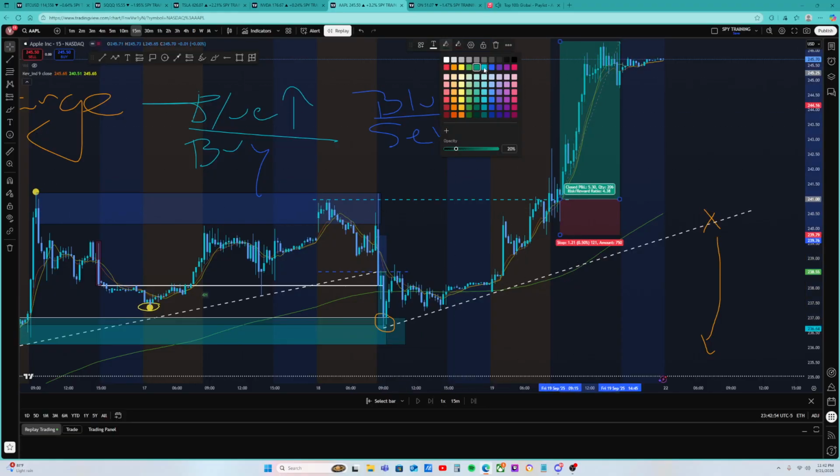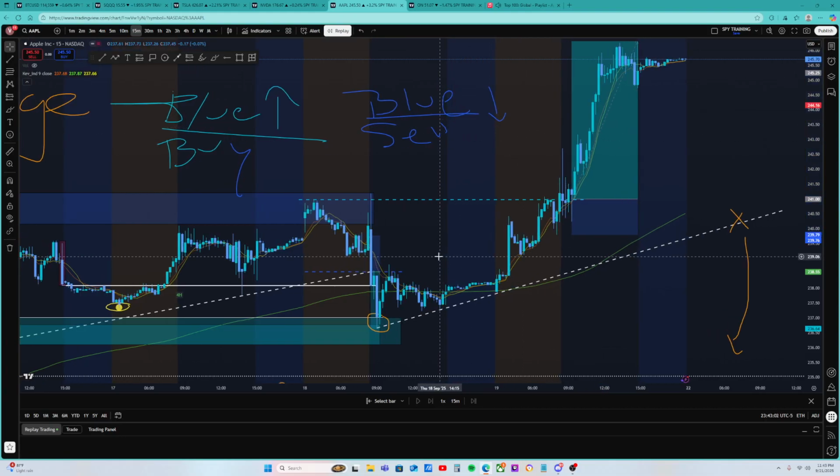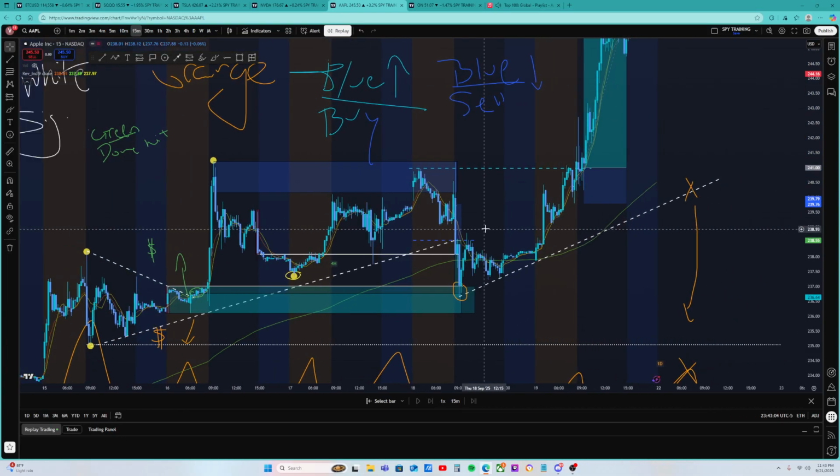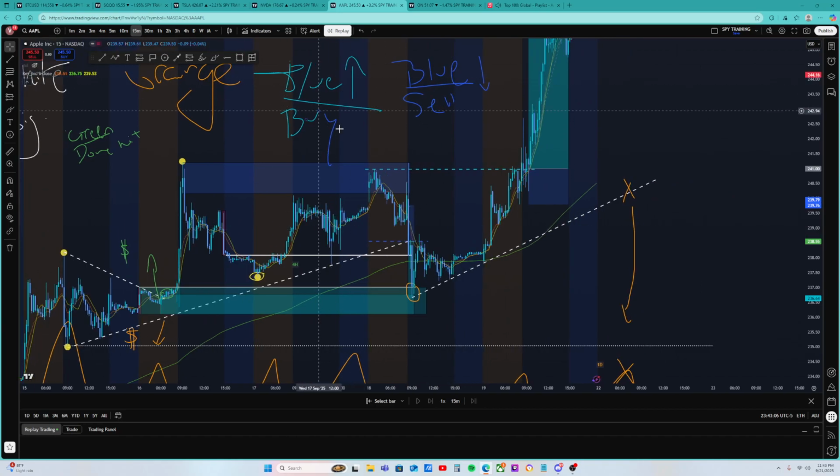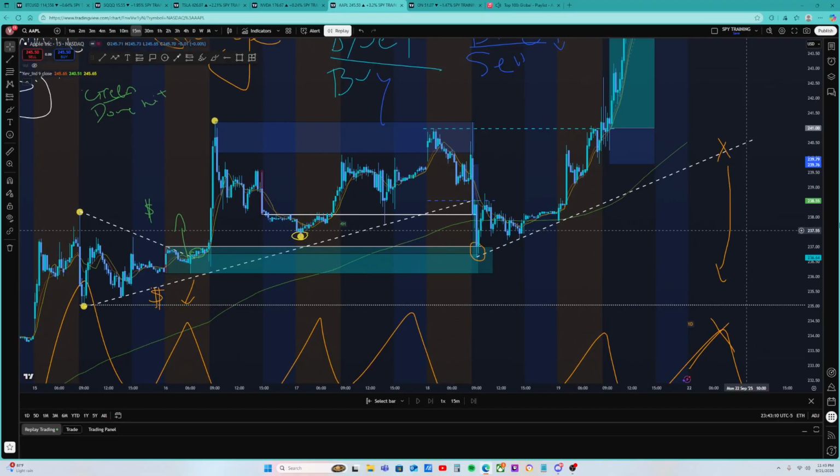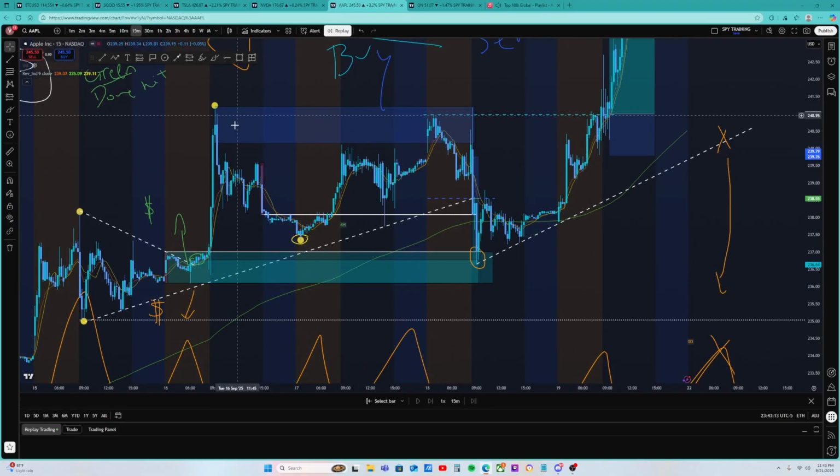But anyways, this is a psychology trick. You don't have to view it as good or bad. It's just price. It's all just price. Blue and blue, it's price. So light blue is price going up, dark blue is price going down, and that's the reason I use the colors on these zones.